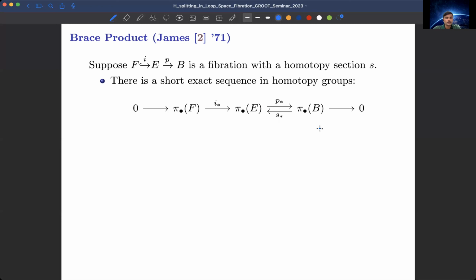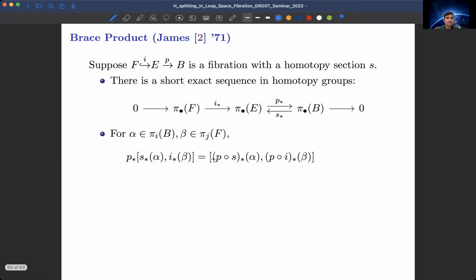Okay, and here if I consider one element from pi i B, alpha, and another element from pi j F, beta, then I can consider S star alpha in this pi dot of E and i star beta again in pi dot of E, then consider the Whitehead bracket of those two and take the image under P star. Now by the first property, the naturality property of the Whitehead product, that is the same as the bracket of P composed with S star of alpha and P composed with i star of beta. But P composed with i is just a single point, that is constant. So this map is 0, right?